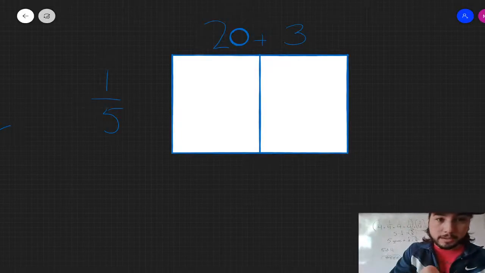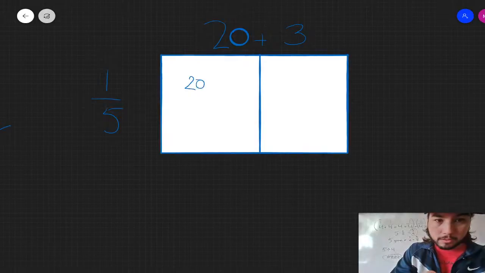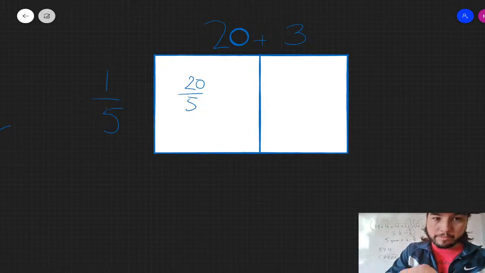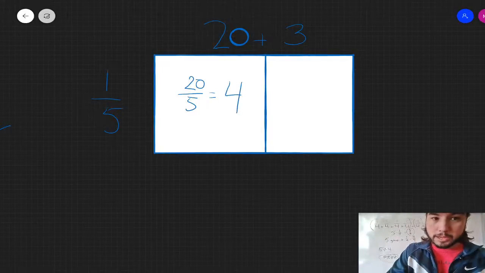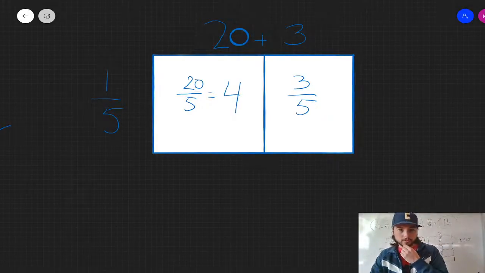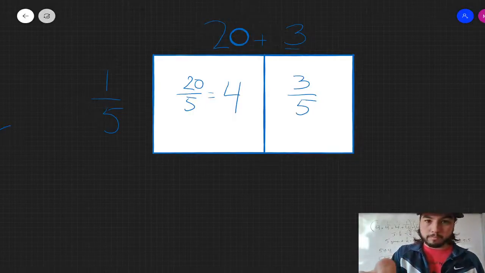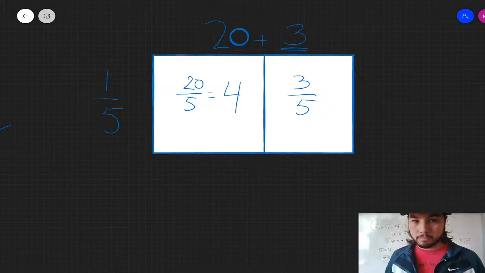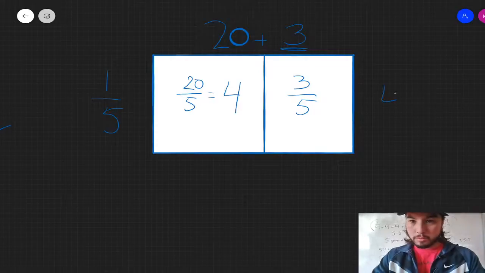We have our 20 fifths, or 20 divided by 5 equals 4. And then we have our 3 times 1/5, or 3 fifths. 1/5 plus 1/5 plus 1/5. And 4 plus 3 fifths, well, that just equals 4 and 3 fifths.